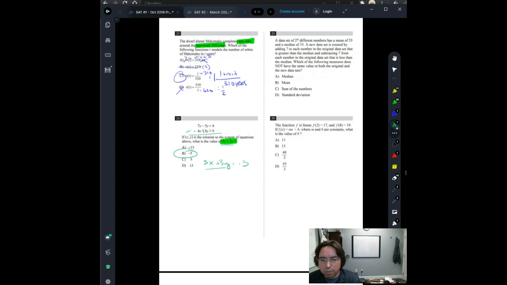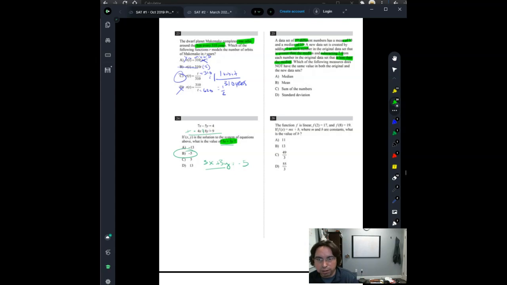Okay, looking at number 25 here, it says a data set of 27 different numbers has a mean of 33 and a median of 33. So we see the mean and the median are the same. A new data set is created by adding 7 to each number in the original data set that is greater than the median, and subtracting 7 from each number in the original data set that is less than the median. So we're adding 7 to each number on the upper side, and we're subtracting 7 from all the values on the lower side of the median.